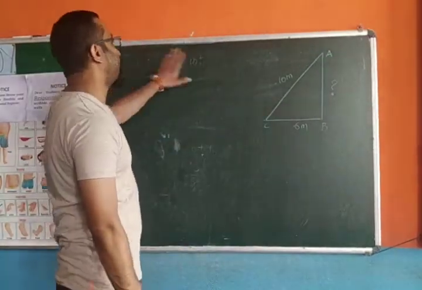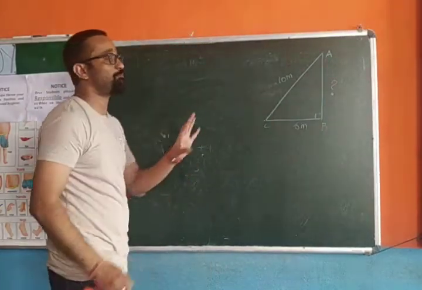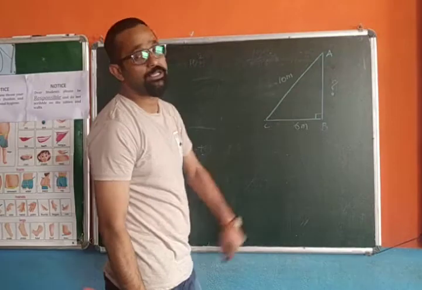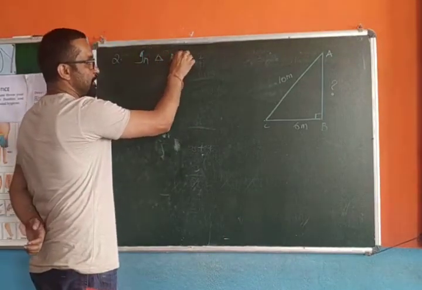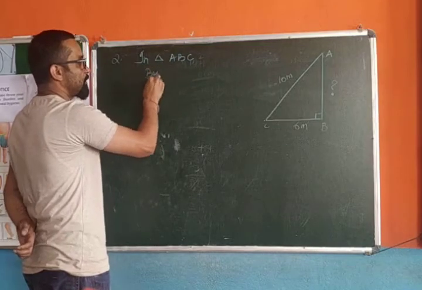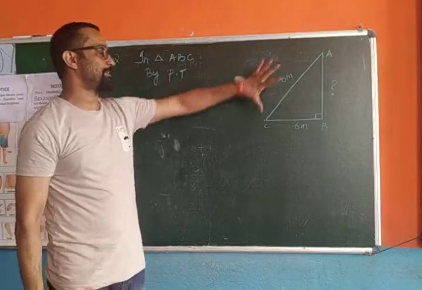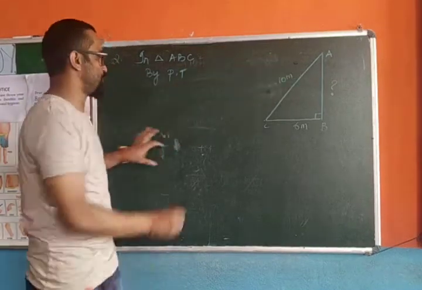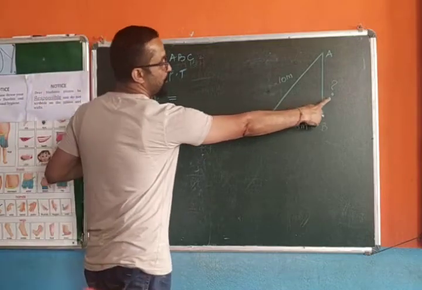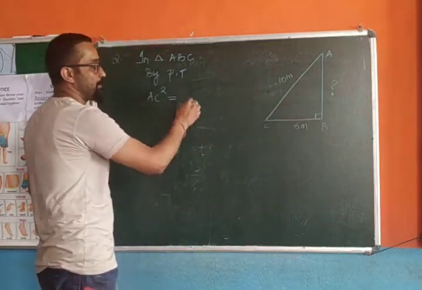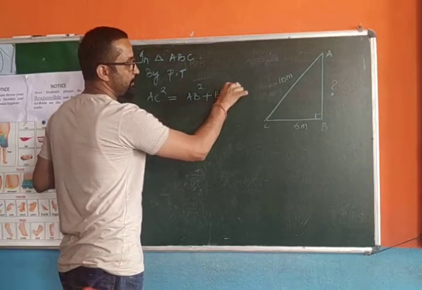Since it forms a right angle triangle, we can use the Pythagoras theorem to calculate the height. In triangle ABC, by Pythagoras theorem, which states that the square of the hypotenuse is equal to the sum of the squares of the other two sides. It is AB squared plus BC squared.